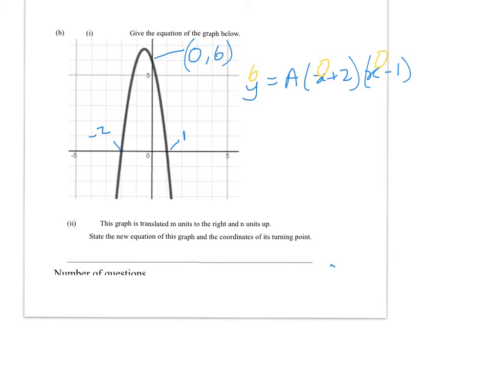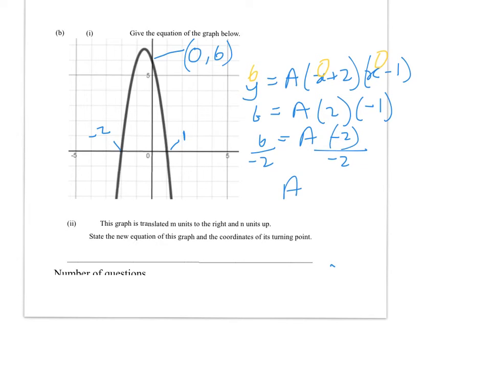So if I do that, 6 equals a times 2 times -1. So 6 equals a times -2, divide by -2 on both sides. A equals -3. So the equation of my parabola must be y equals -3(x plus 2)(x minus 1).